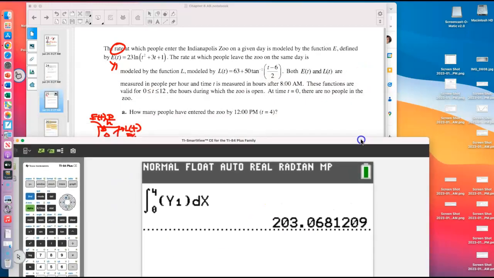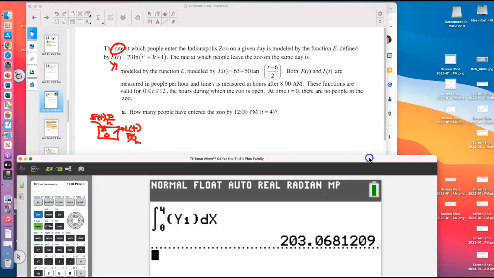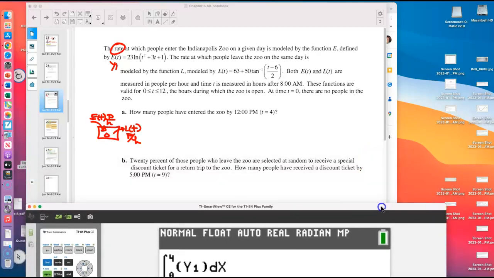203.068. It didn't ask for the label, which means if you put it and it's wrong or you don't put it, you won't be docked. But what is it? 203 what? People. I integrated my people per hour. All right. Let's go to the next one.